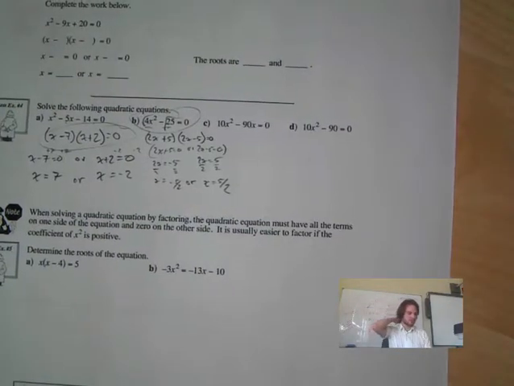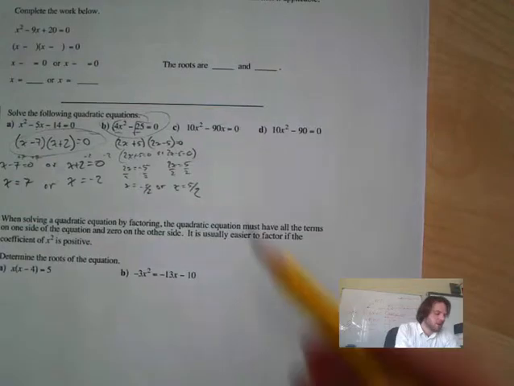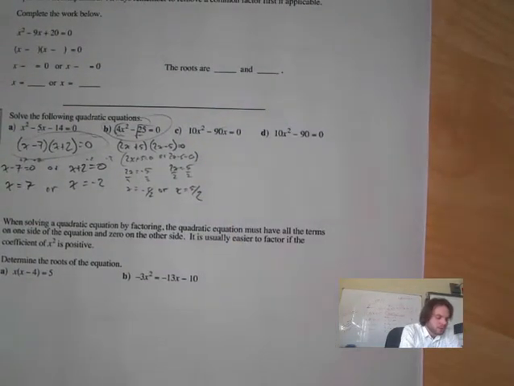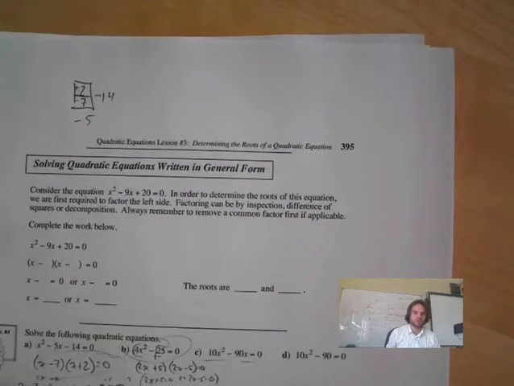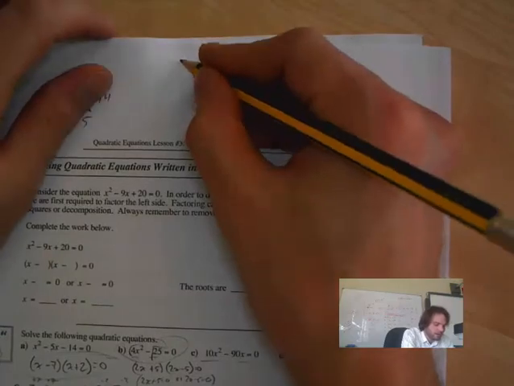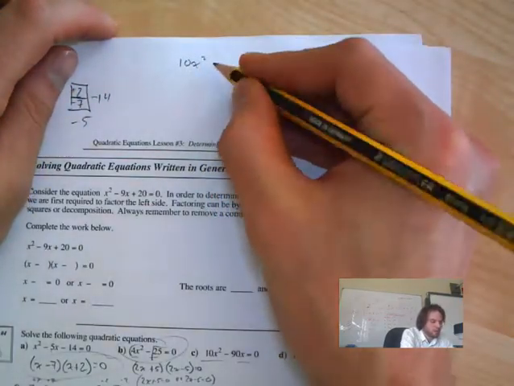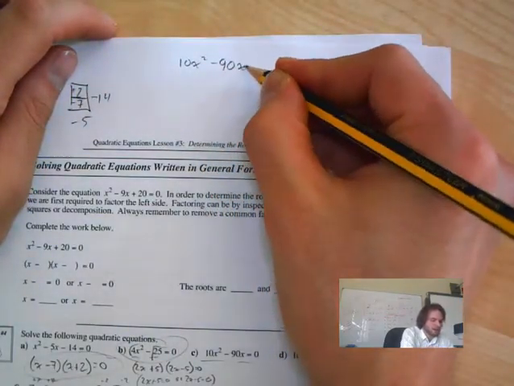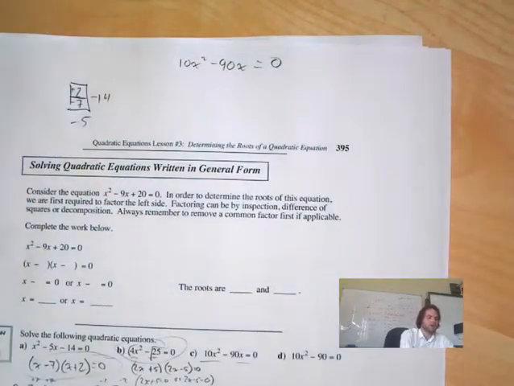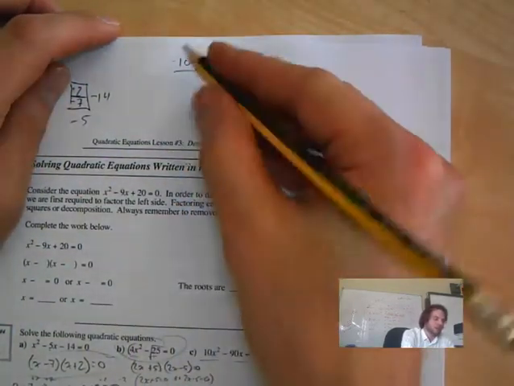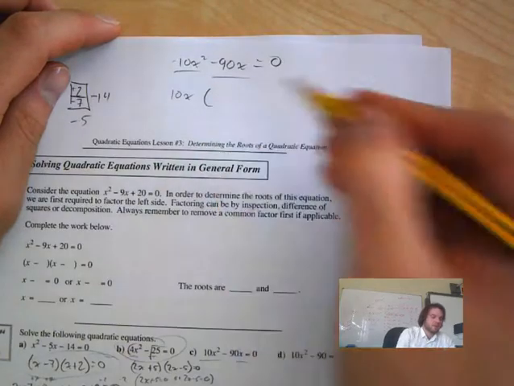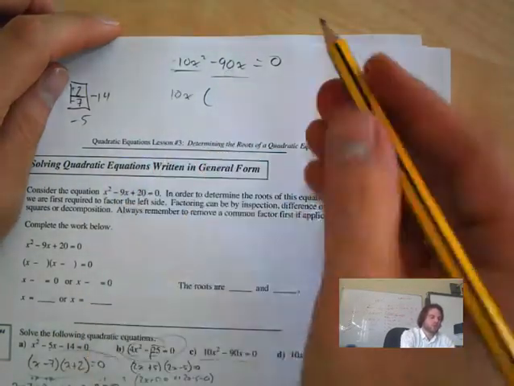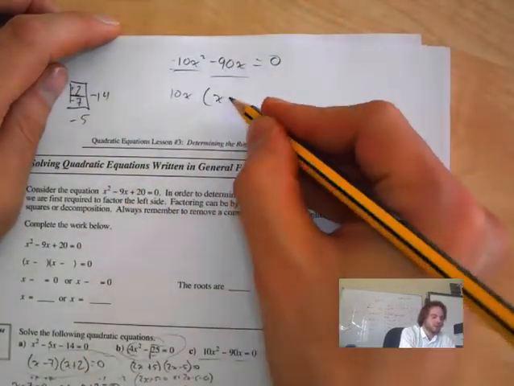Okay? Let's take a look at my next one here. Kind of running out of room, so I'm just going to do this one on top here. You can still see it on the bottom. We have 10x squared minus 90x is equal to 0. Well, what can I factor out of both of these? I can take out 10x. That factors out of both. So I'm left with x minus 9.